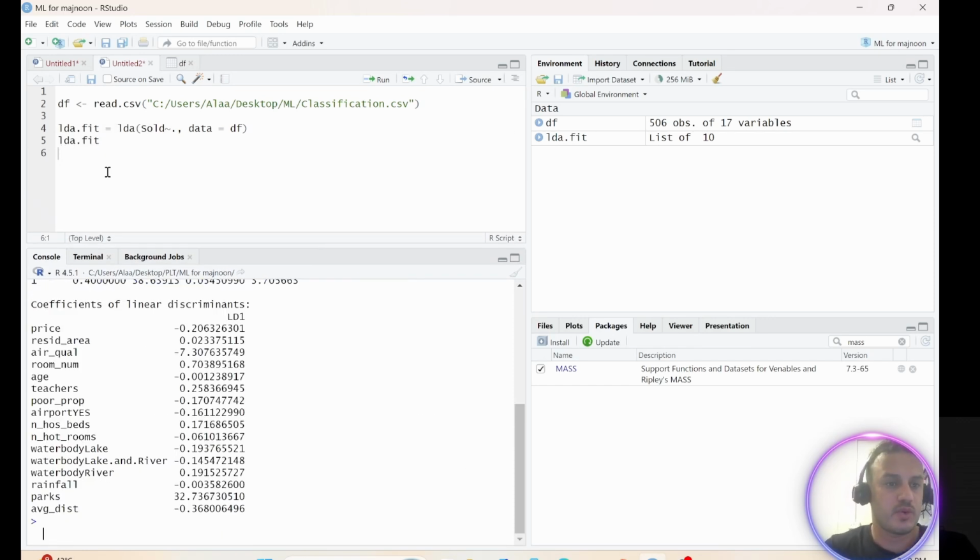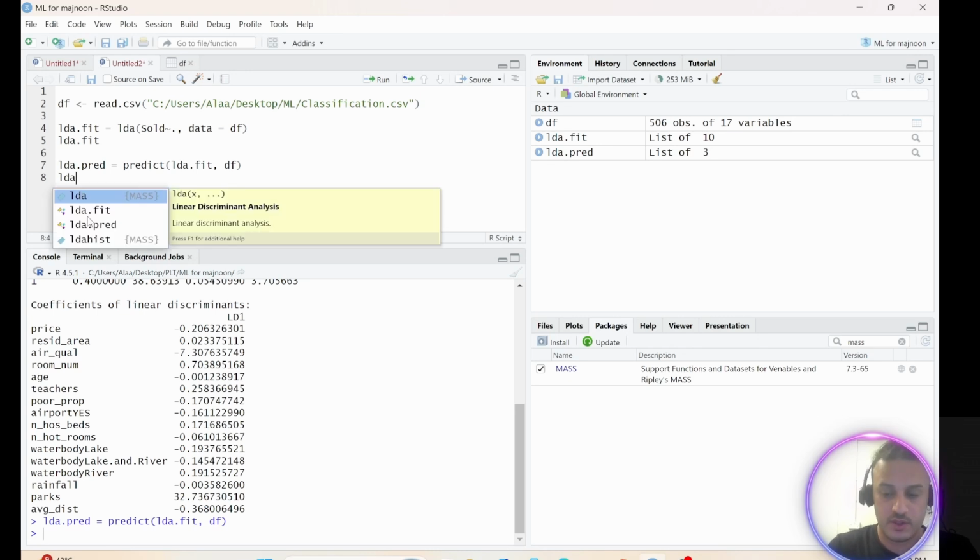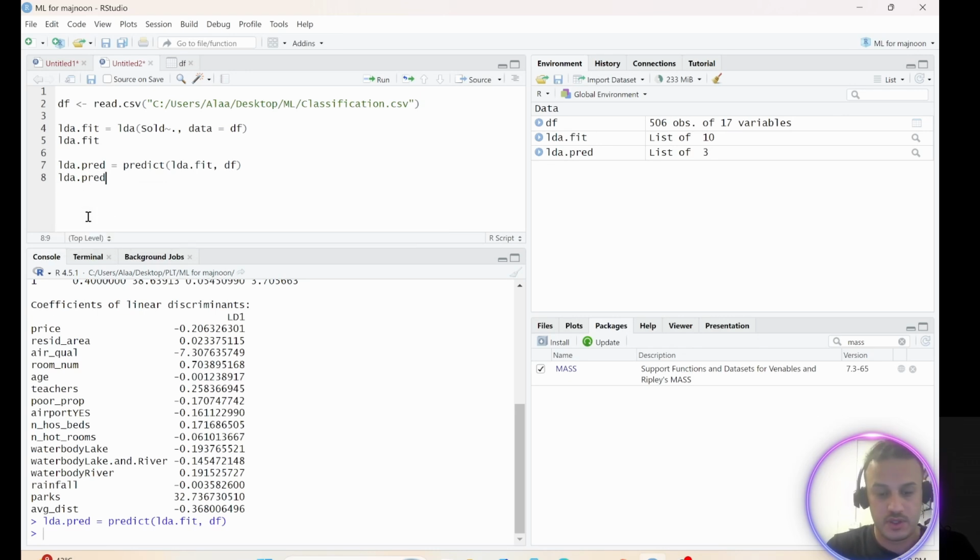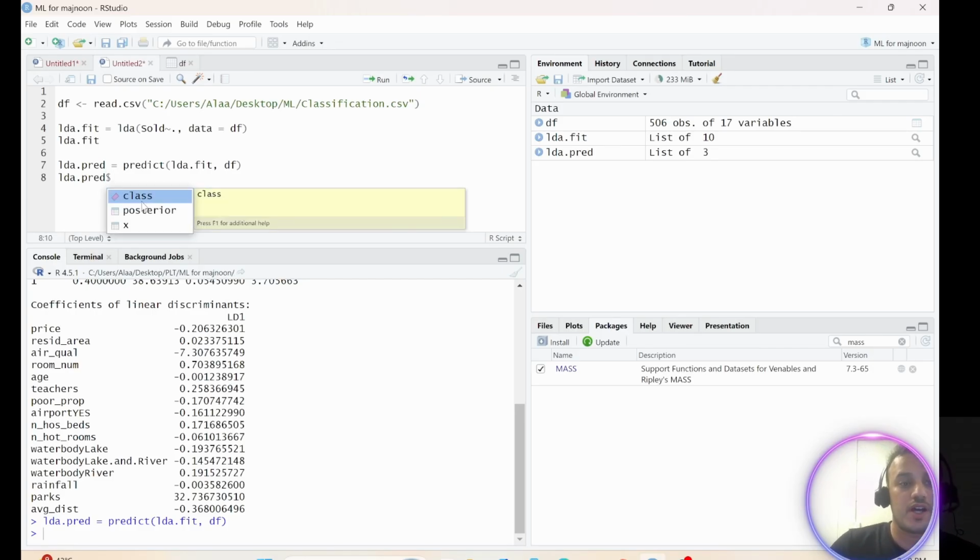Now we just fit our model. It's going to predict. So LDA.predict, my model is called LDA.fit, and my data is called df. Let's predict the model on my data, and then LDA.predict will give us the $class, the posterior, and the x. Let's check the posterior.